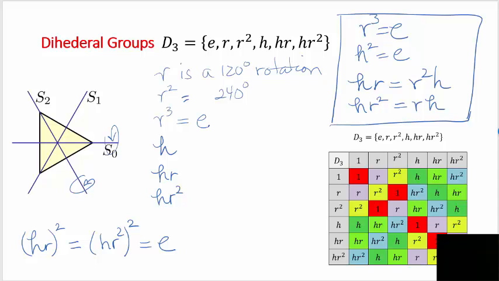Notice the little table I made here. Just like you made for your homework, I did it for D3, and I colored the identity red, and every box that had an R in it I colored purple. And look at the design that you get. And you see a pretty symmetry occurring here.